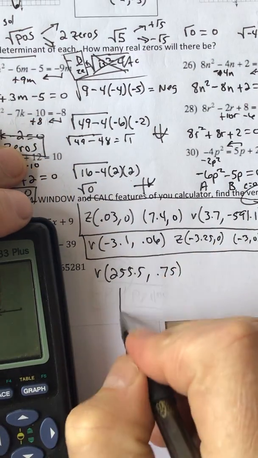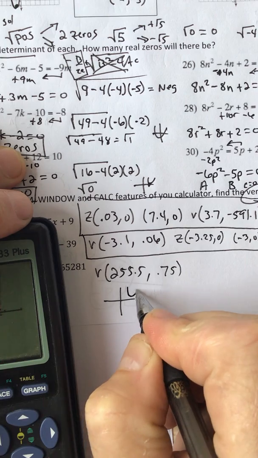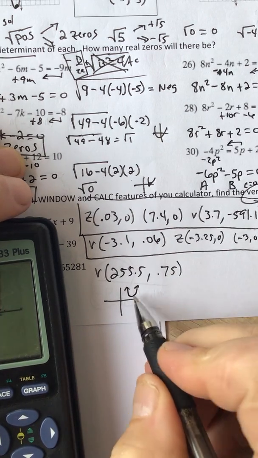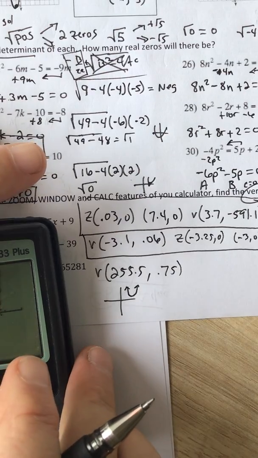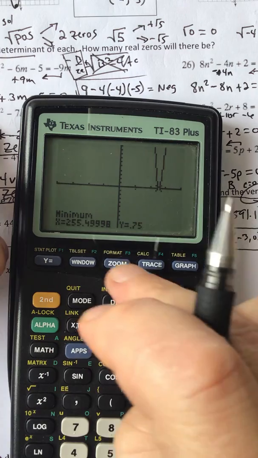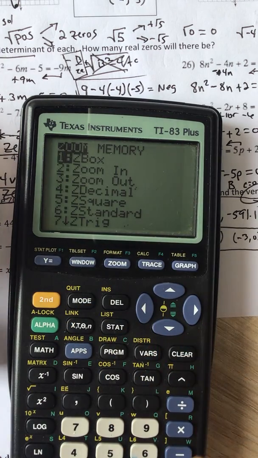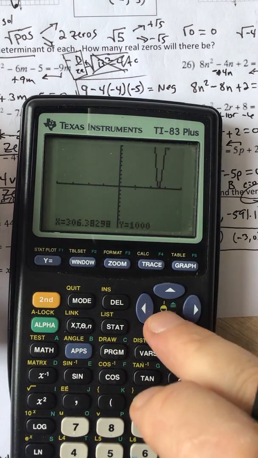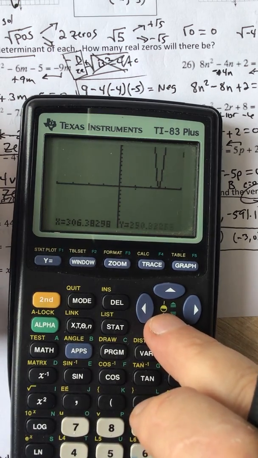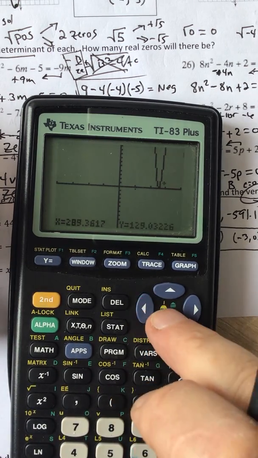So if I zoom in, I know that that's just barely going to miss. It's going to look like that because it's 0.75 up and it's pointing up, so it's not actually touching. So I already know there's going to be no zeros. But just to check, if I do a zoom box, I'm going to make my little cursor guy come down there and zoom in on it, and I will see that it is not.